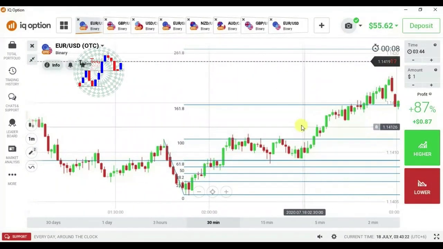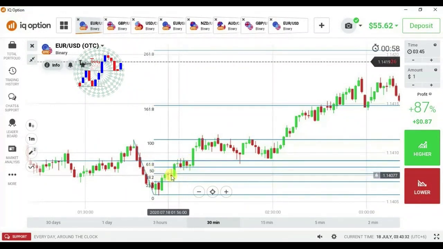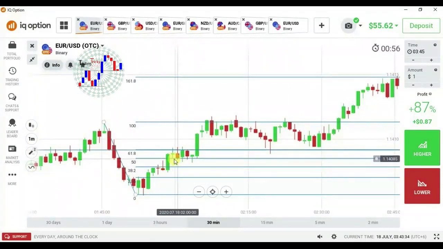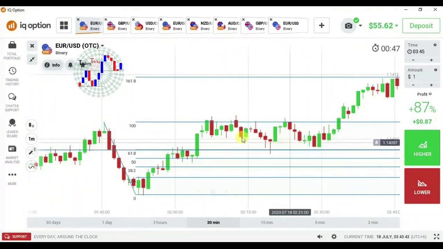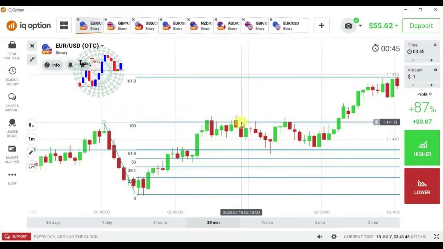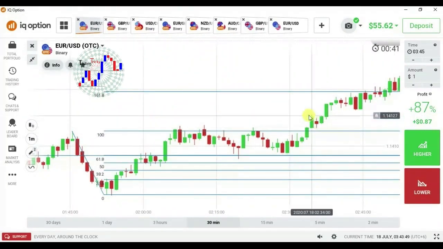Okay, no problem. This is a 61 level. Here we saw it worked as a resistance, and it got support here on number 50. Here also, if it is a resistance, then we can expect this to be a support too. As you see, resistance, resistance, again resistance, and it broke by this candle.